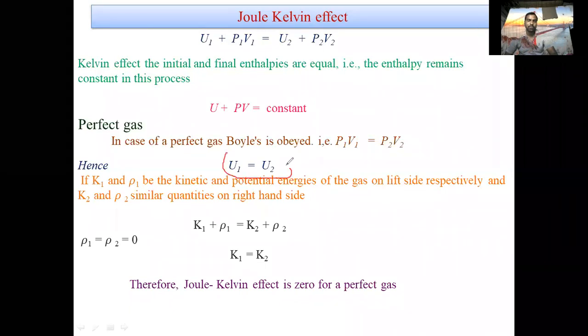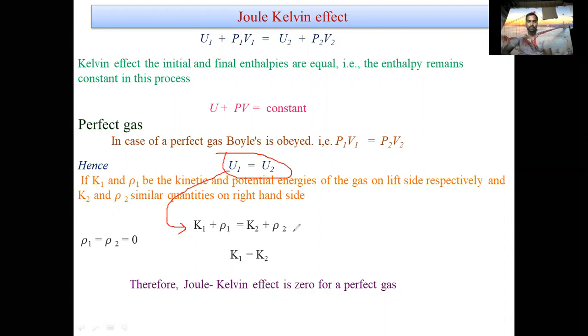Suppose here we have to use this equation. Now we can write: U1 is equal to internal kinetic energy plus internal potential energy. We consider K1 and ρ1 as the internal kinetic energy and potential energy, which is equal to K2 and ρ2, the internal energy of the second chamber, that is equal to U2. That's why K1 plus ρ1 is equal to K2 plus ρ2.